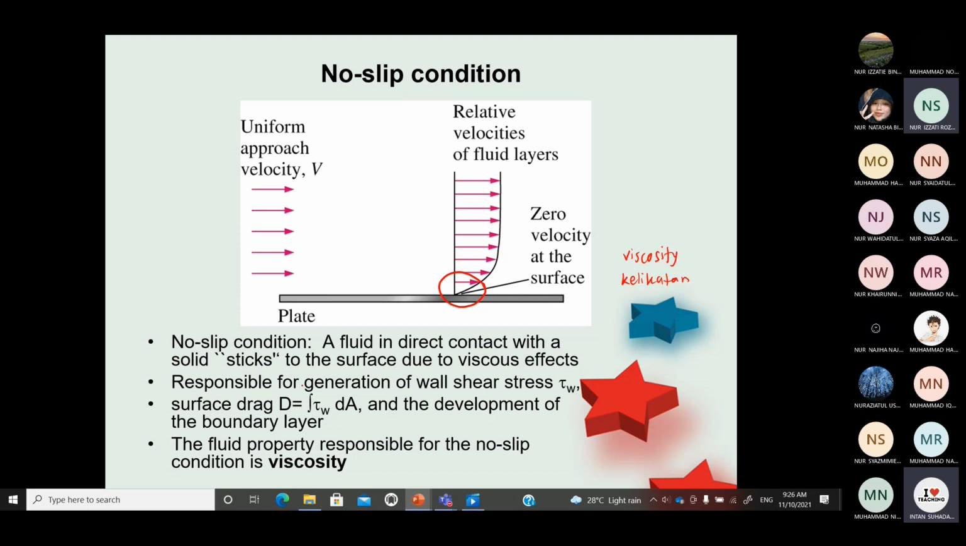Okay, so it's responsible for generation of wall shear stress. So the fluid property responsible for the no slip condition is viscosity. So you just want to explain about the viscosity. It happens when the fluid is in contact with your solid here.